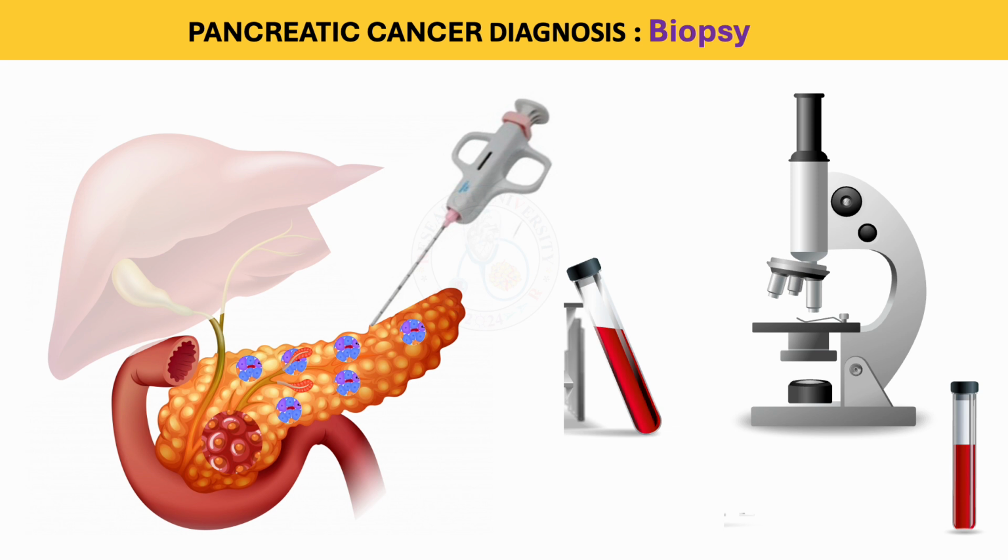There is also another procedure, liquid biopsy. During this procedure, they collect blood samples and check for circulating tumor cancer cells. All these diagnosis tests are important because early diagnosis of pancreatic cancer gives higher chances of a good prognosis.